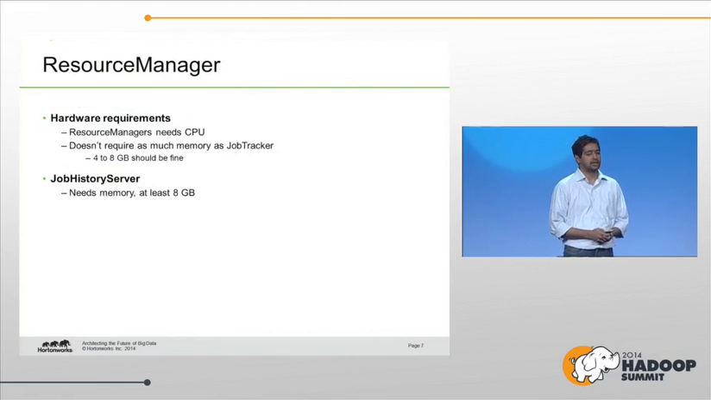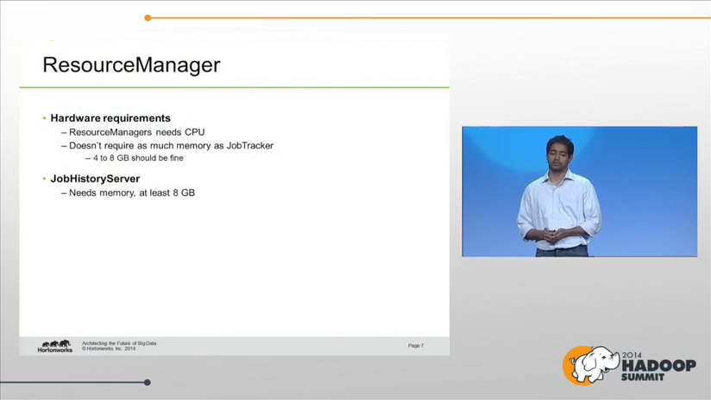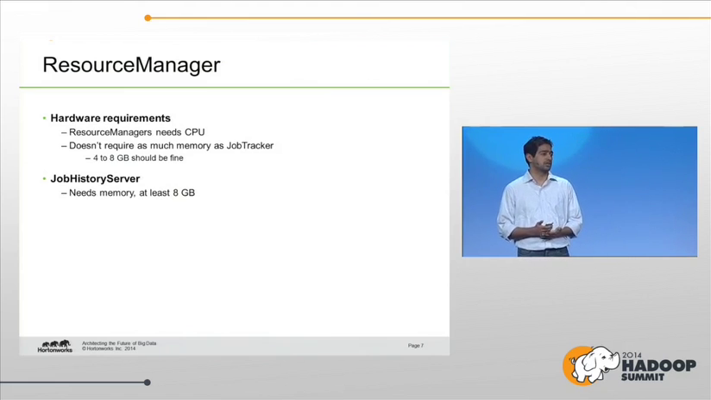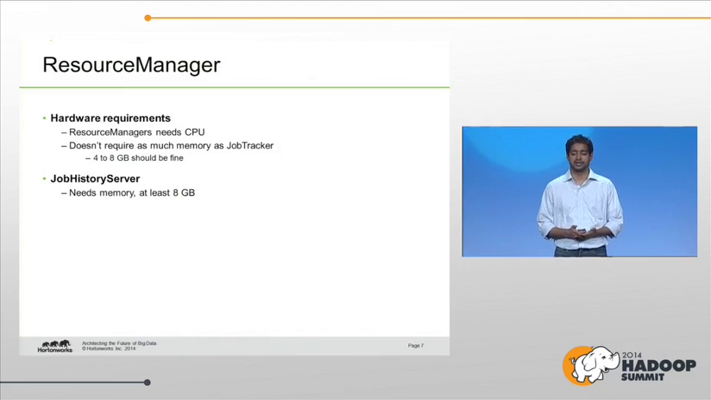So, resource manager. For those of you coming from the Hadoop 1 world, the resource manager needs CPU, but it doesn't require as much memory as a job tracker. Typically, 4 to 8 GB of memory should be enough. However, if you're running a job history server for MapReduce, that is still a memory-intensive thing, so it needs at least 8 GB of RAM.